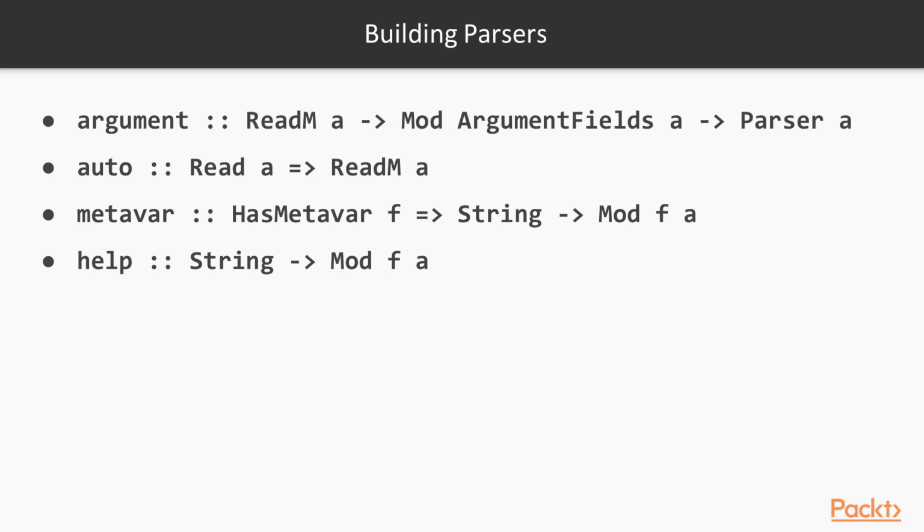Additional aspects of individual command line options are also specified using functions, including metavar to associate a meta variable with an argument, which provides a symbolic name for arguments in help text, and help to associate help text. And there are many, many others. Don't worry too much about these type signatures for now. As we start to string these functions together, we should build up an intuition for how to use them.